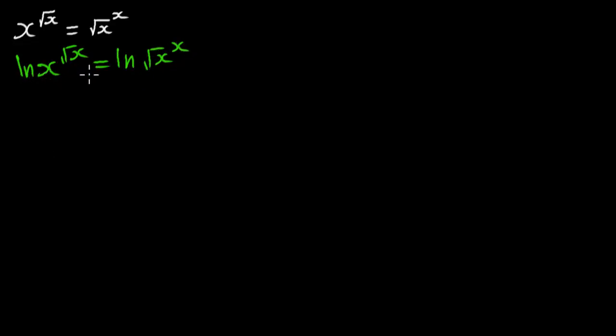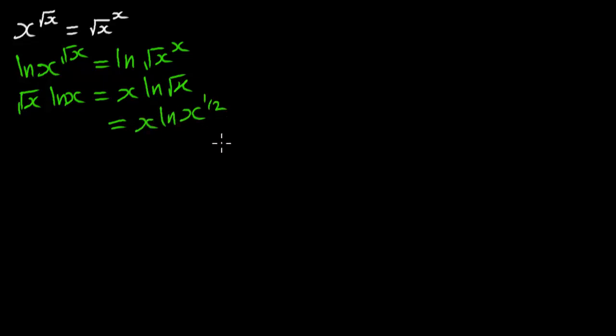Using the property of logarithm, we can bring the exponent in front of the natural log. So we are going to have the square root of x times the natural log of x is equal to, here we can do the same, x times the natural log of the square root of x. So on the right hand side, we can write the square root of x as x to the power 1 over 2.